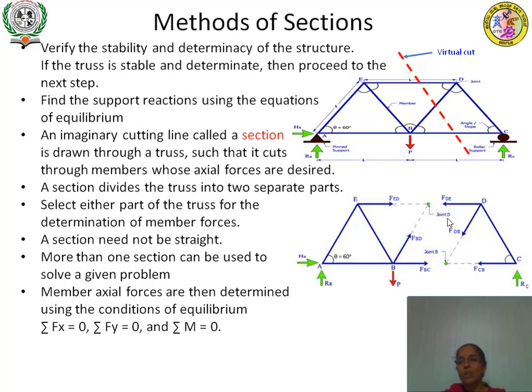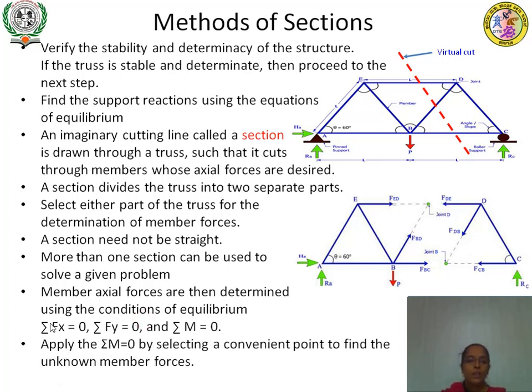In such a way you have to pass a section. Suppose if we have one more member like this, you cannot pass a section like this where it cuts more than 3 unknowns. Okay, that is the limitation. In joints you can have 2 unknowns, whereas in sections you can have a maximum of 3 unknowns. So either you can apply this fx, fy and m equals 0, or you can apply sigma m equals 0 by selecting a convenient point to find the unknown member forces.